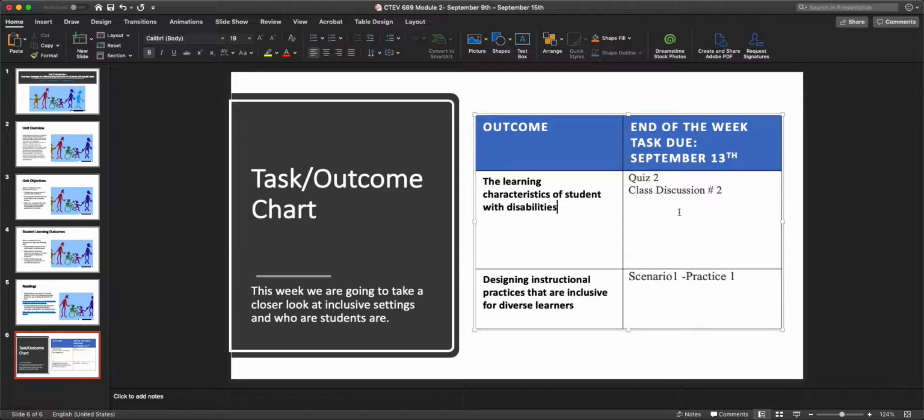The first part is just a quiz on what we read, and then the class discussion number 2. And I'll ask you during this discussion to start specifically thinking about your students in your classroom and who they are. And I will participate in that discussion by posting a response first.